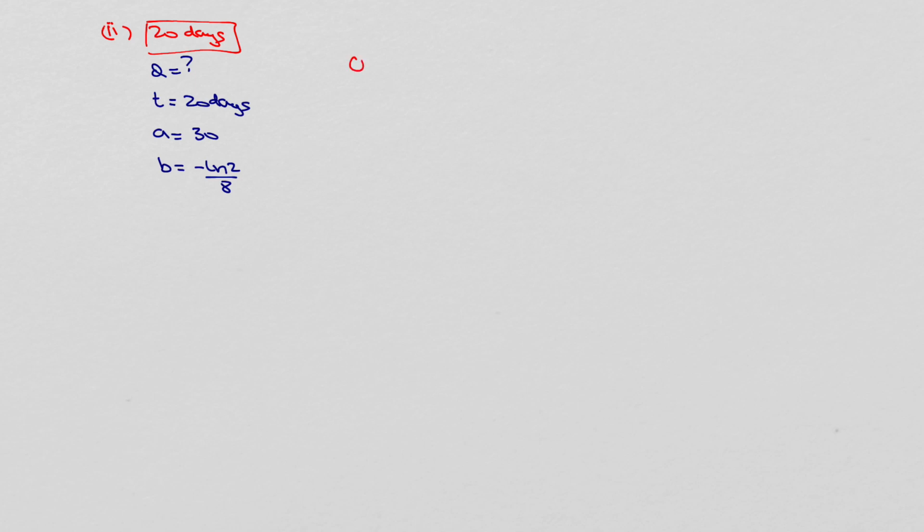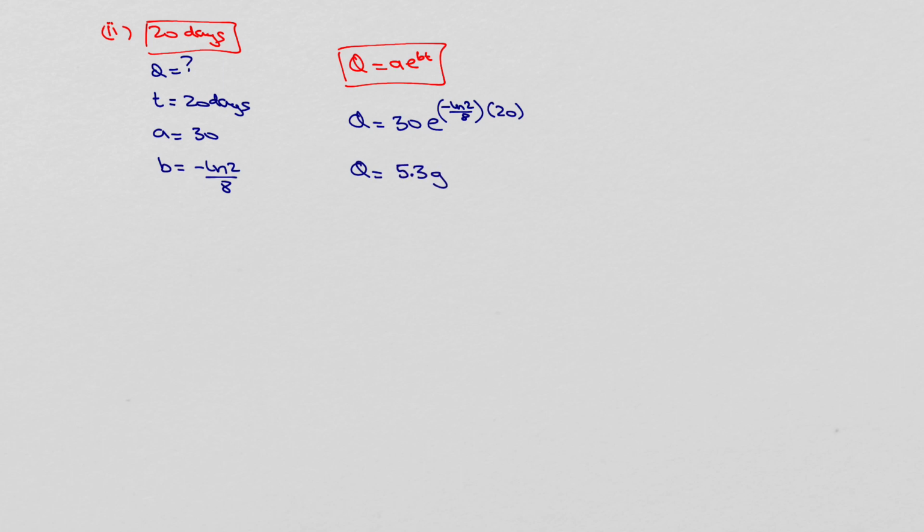And again, I'm going to sub in to my equation. So I have Q, I don't know, is equal to A, 30, e to the power of minus natural log of 2 divided by 8 times the time, which is 20 days. So that's quite easy and straightforward. We make sure we put that into our calculator. Make sure you're using your brackets. And then that will give us a quantity of 5.3 grams remaining after 20 days.